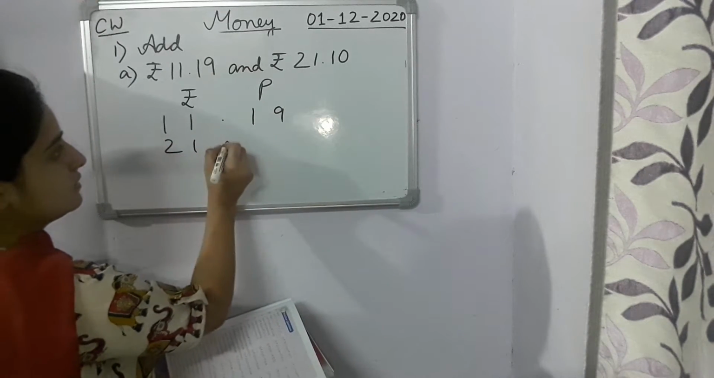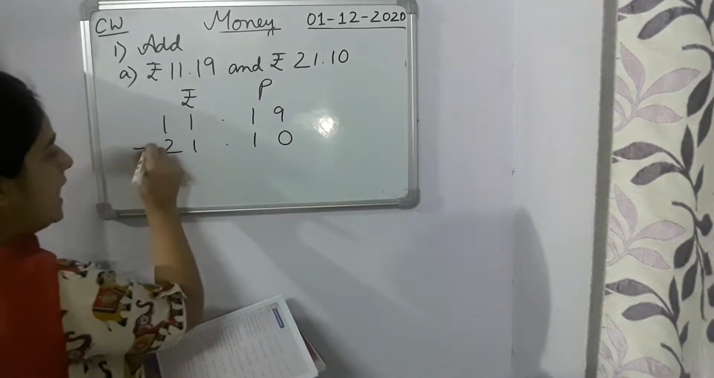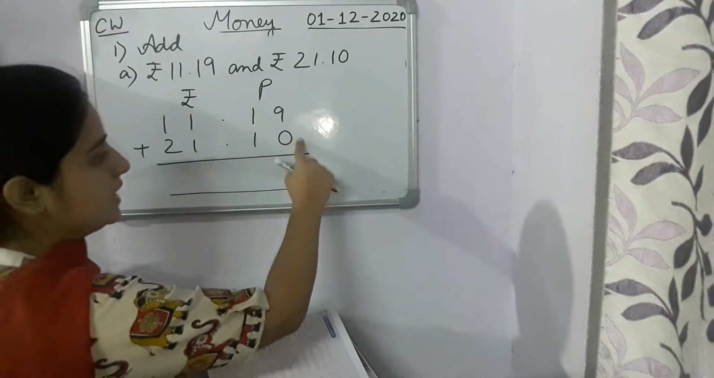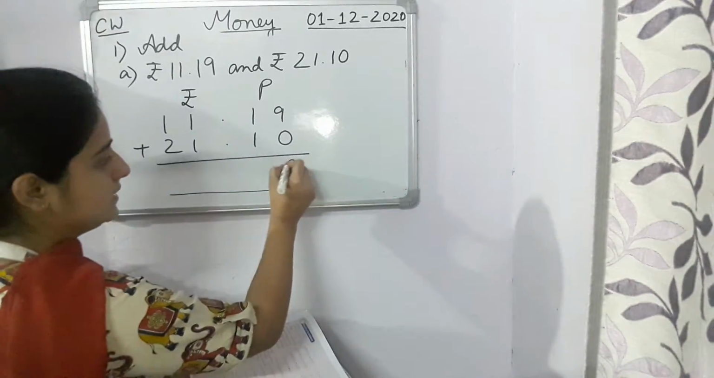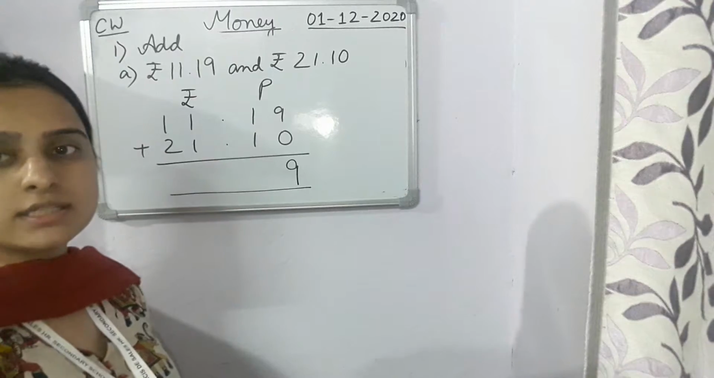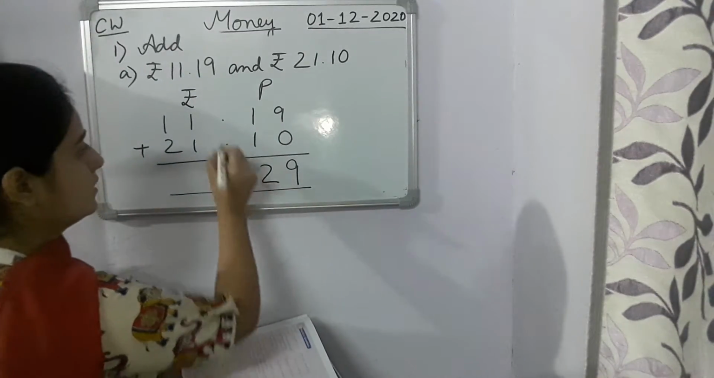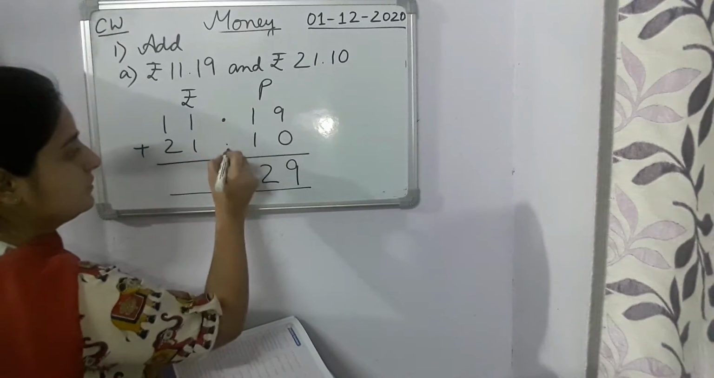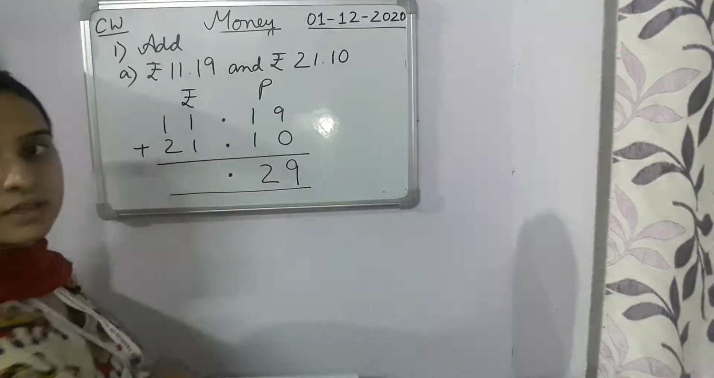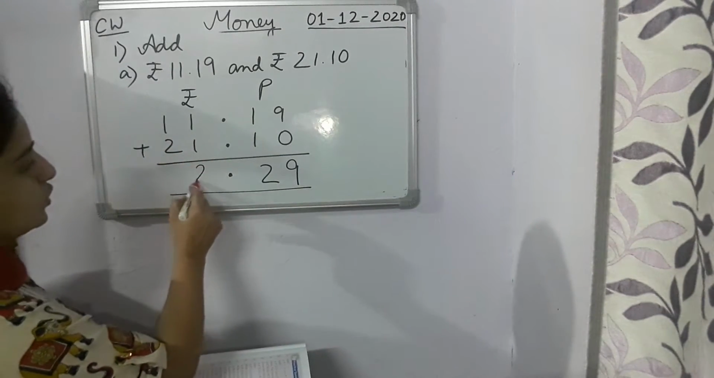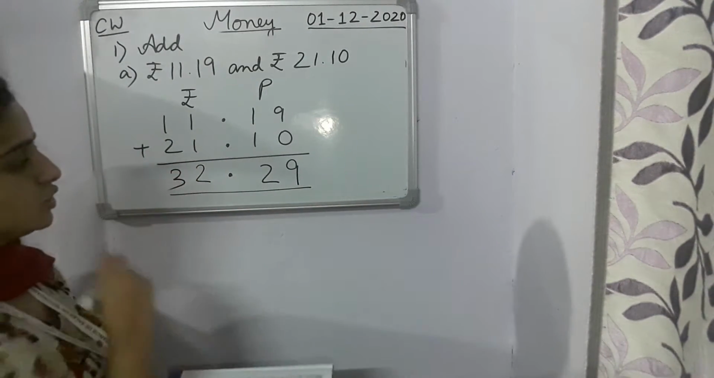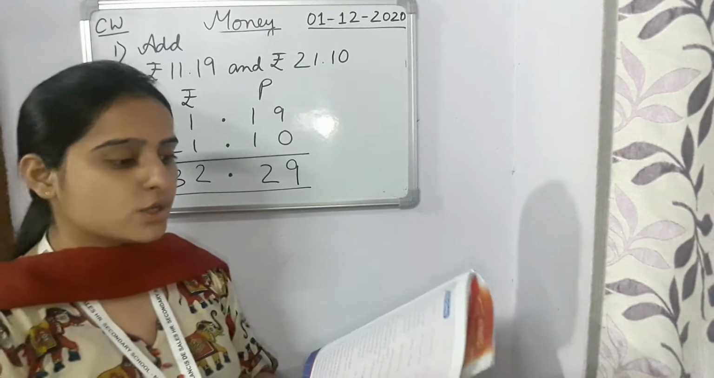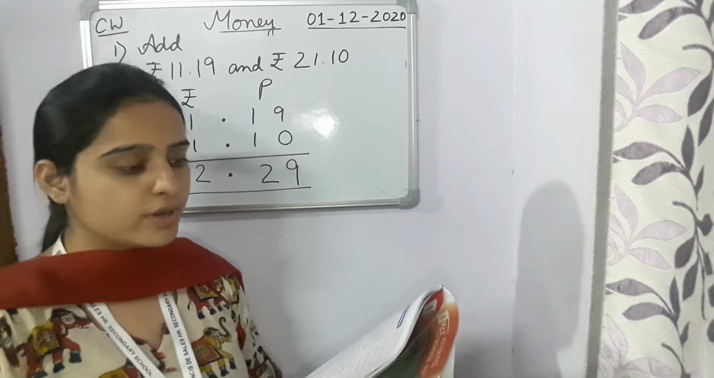Then 21.10. Now you add this. 9 plus 0 is what? 9. 1 plus 1 is what? 2. Then dot will come in one line. Same line. Okay. Then 1 plus 1 is 2. 1 plus 2 is 3. So the answer is rupees 32 and 29 paisa. Clear? So rest B and C you can do it as homework, children.